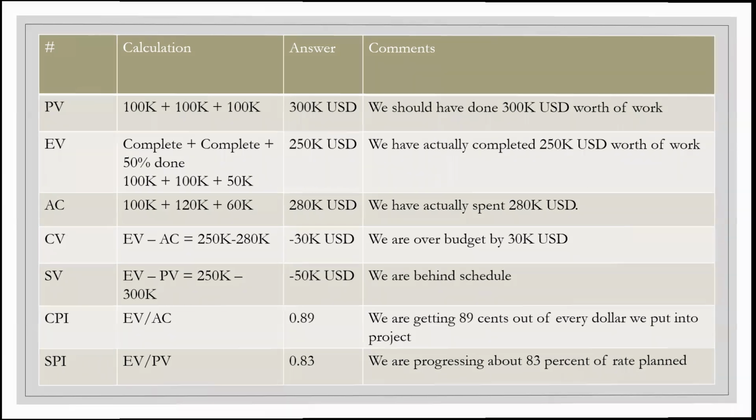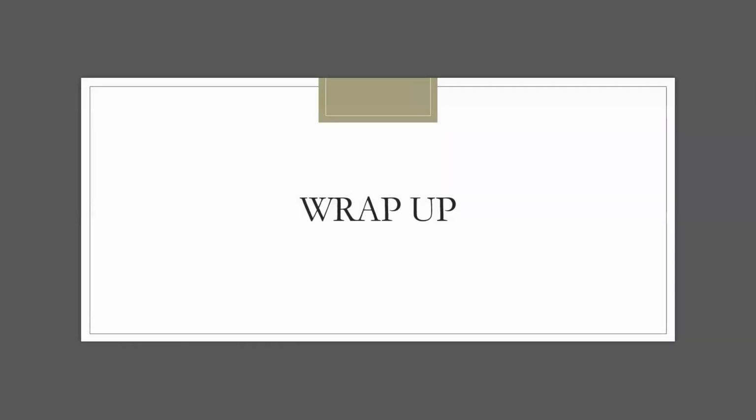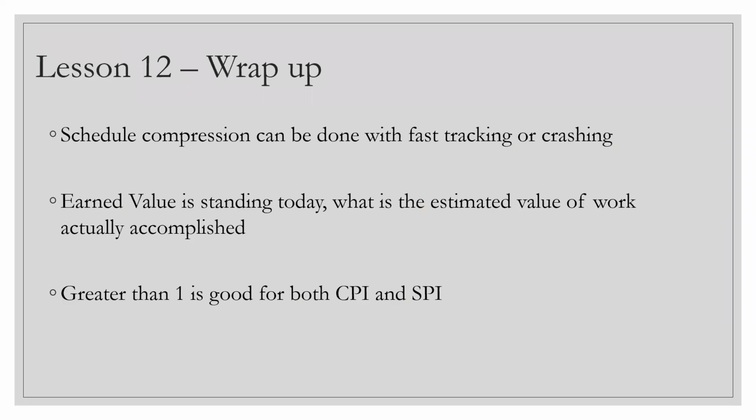Okay, so with that, let's wrap up our session number 12. First, what we learned is about schedule compression, and we have seen that it can be done in 2 ways: fast tracking or crashing. Second is earned value is standing today. What is the estimated value of work actually accomplished? I think it's clear now, right? It is not similar to actual cost. And finally, greater than 1 is always good for both CPI and SPI calculations and the trends.